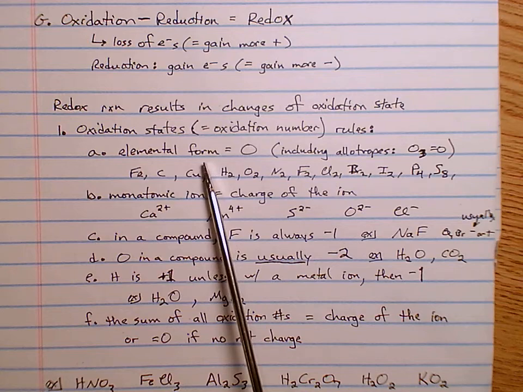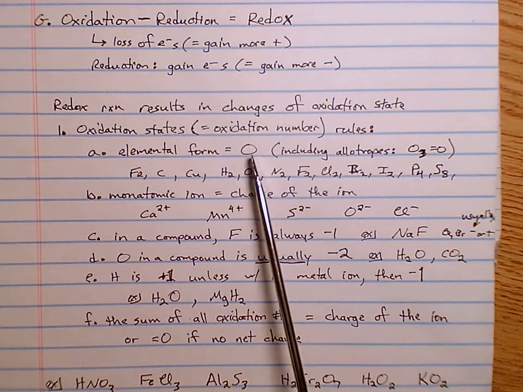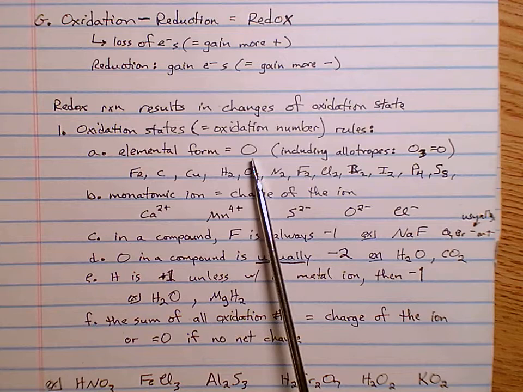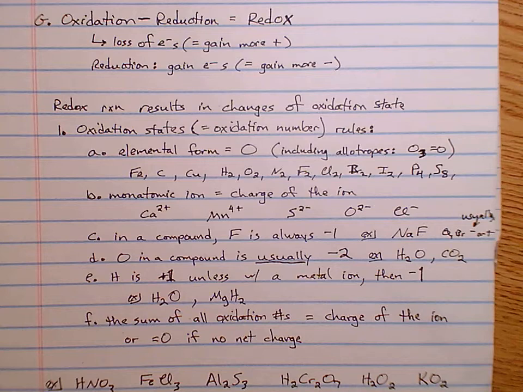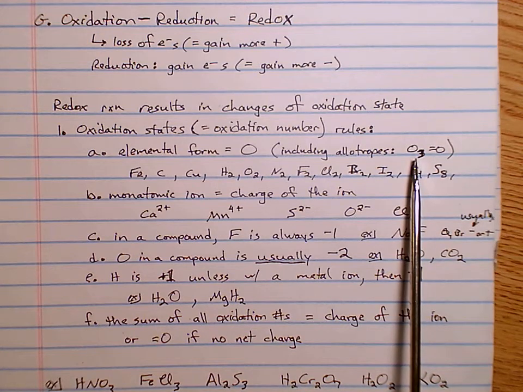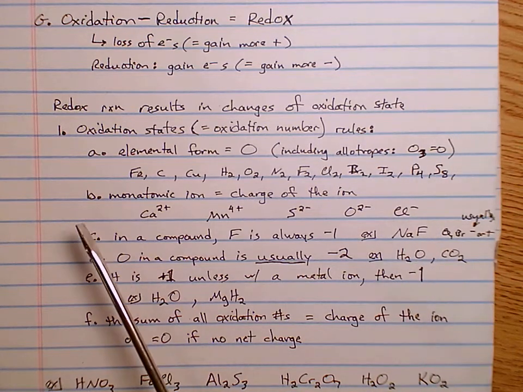For an element in its elemental form, the oxidation number is 0, and that includes all the allotropes. So oxygen normally exists as O2. If you have the O2 molecule, both oxygens have an oxidation number of 0. O3 is ozone. But even with ozone, all 3 oxygens are in the oxidation state of 0 because it's an element in its elemental form, even though it's an allotrope. Carbon in the form of graphite, carbon's oxidation state is 0. Carbon in the form of diamond, carbon's oxidation state is 0, each individual atom.